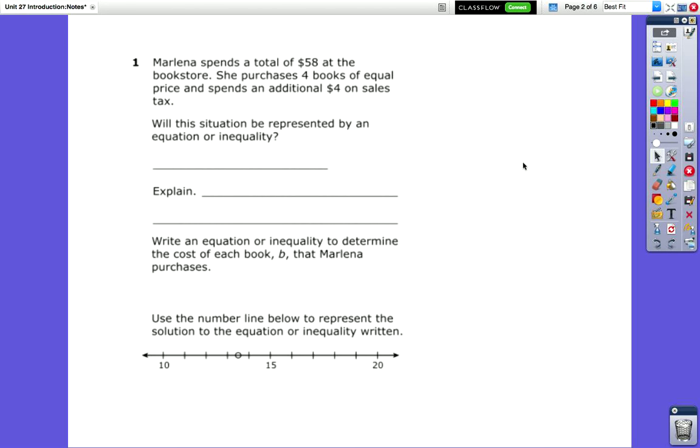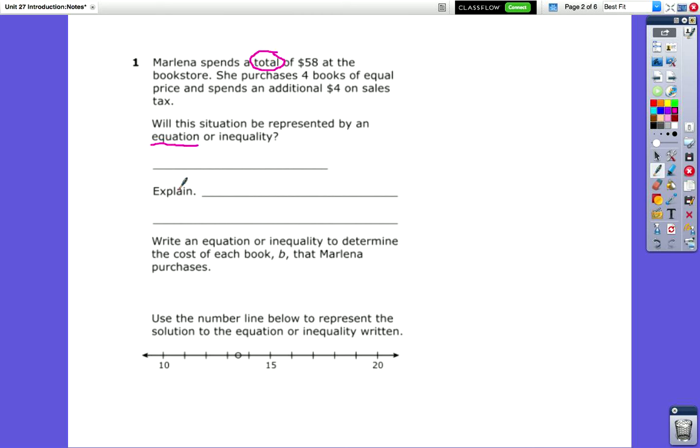Okay, looking at the questions on your notes that are in front of you, question number 1 says that Marlene spends a total of $58 at the bookstore. She purchases 4 books of equal price and spends an additional $4 on sales tax. Will this situation be represented by an equation or an inequality? Since we know the total that Marlene spends, that tells us that we are going to represent this with an equation.